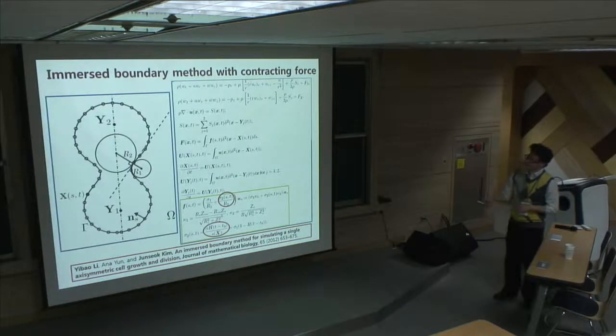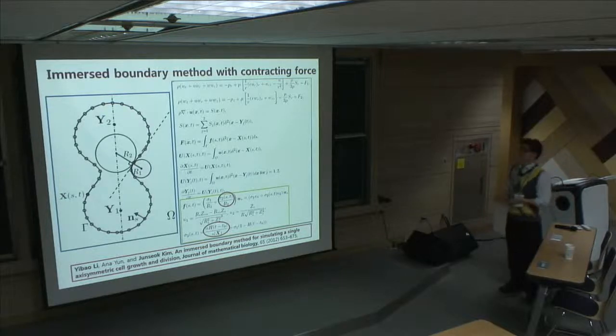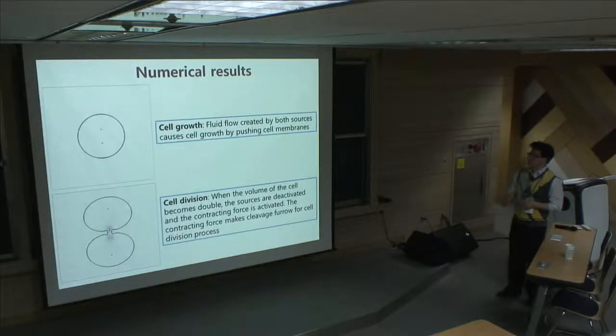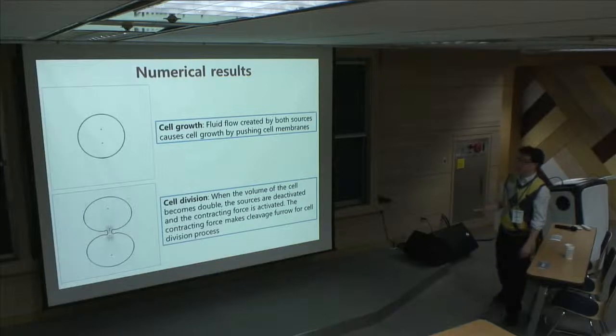This was published a couple of years ago using the immersed boundary method. But in that case we had just a one-dimensional immersed boundary. Because we assume axisymmetry, we can find the two principal curvatures very easily. This is the model. The cell grows through the two sources, making the flow source, and doubles, and then we activate the contraction ring.